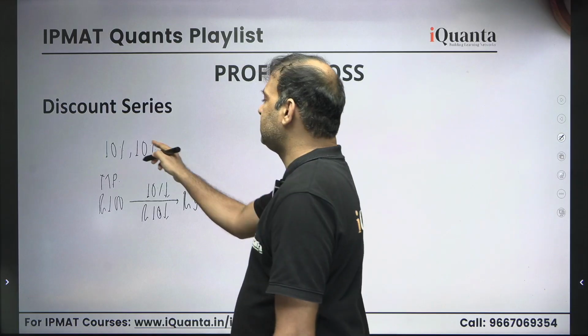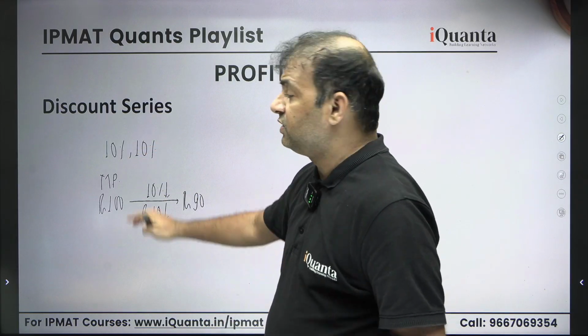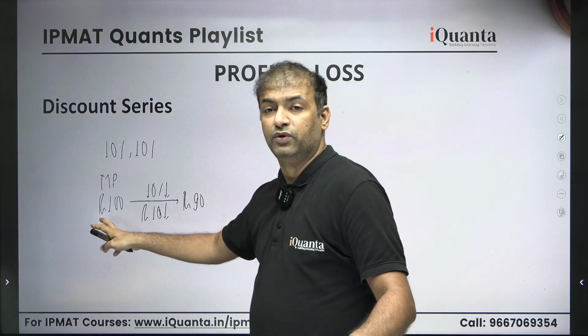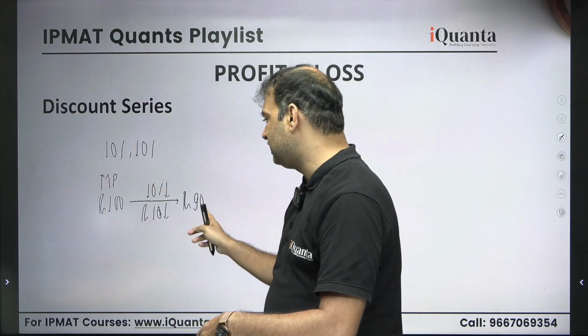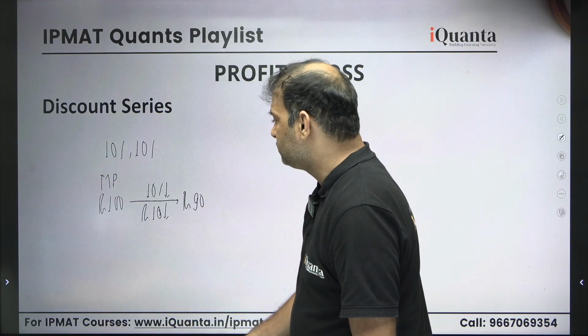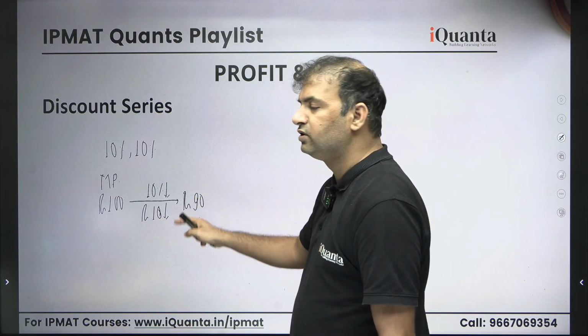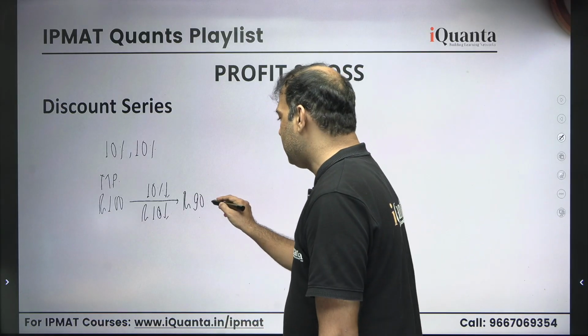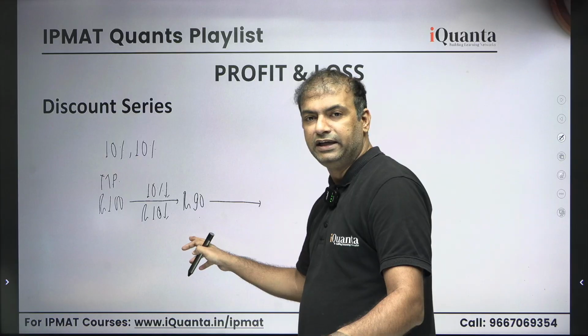Now comes the second discount of the series, right guys? Now the second discount is not given on the original mark price, it is given on the selling price which you obtained after the first discount. Or you can also say that this selling price now becomes the new mark price, and the discount is given on this 90 now.